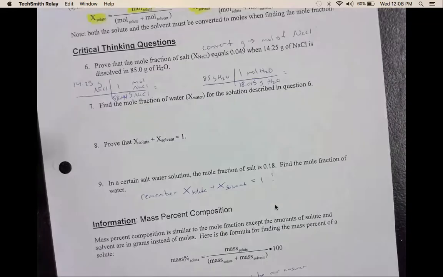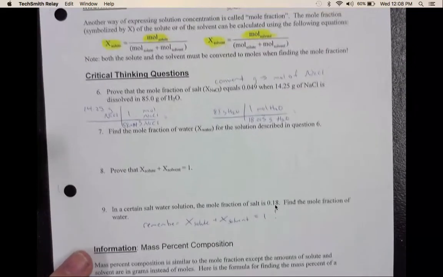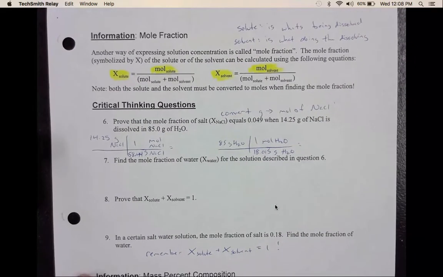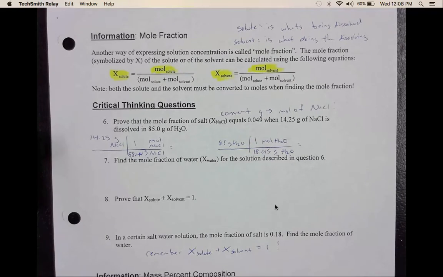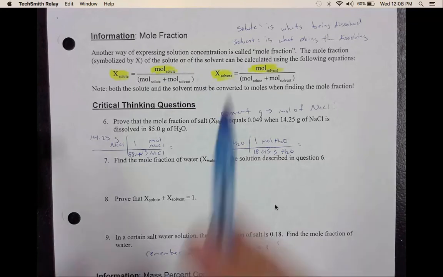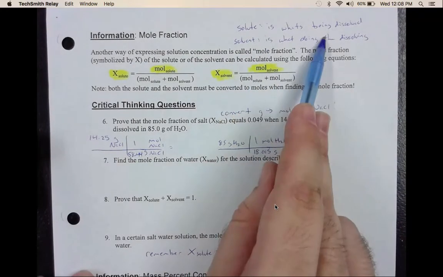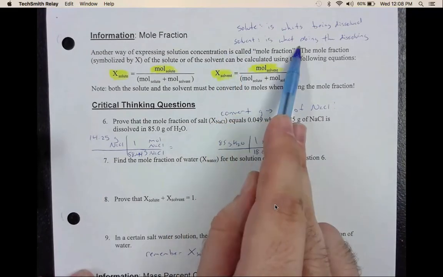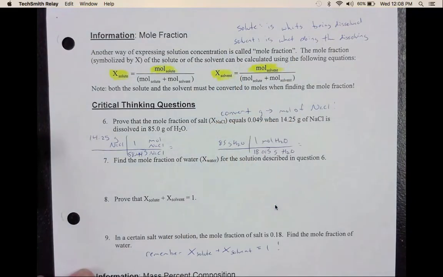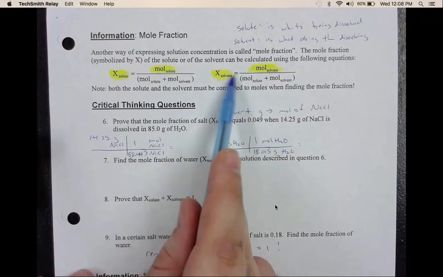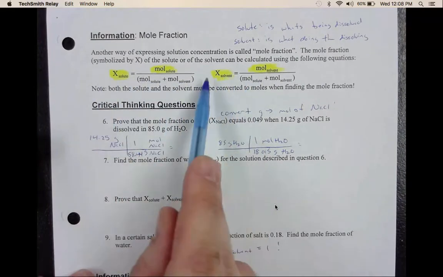So next, we are moving on to some information on mole fraction. A mole fraction is just another way of expressing the ratio of moles of solute to moles of solvent. So remember, guys, your solute is what's being dissolved. Your solvent is what's doing the dissolving. So these formulas are important. I only highlighted part of them this time.